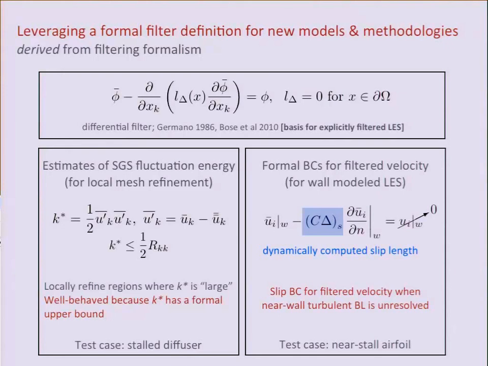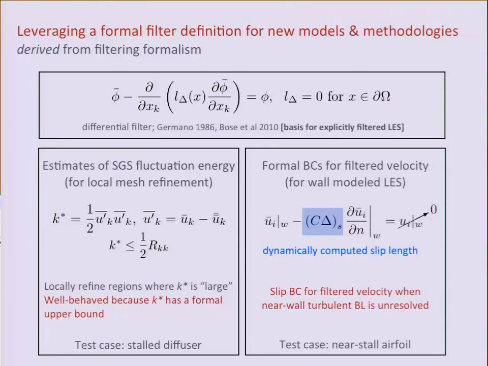The general idea is that if you have regions of your simulation domain which have large estimates for this energy, then you will try to locally increase some resolution. And this has been well behaved in a variety of different flow configurations for us, particularly because you can show from this formalism that there is an upper bound. So you won't refine spuriously in regions where there's nothing interesting happening in the flow.